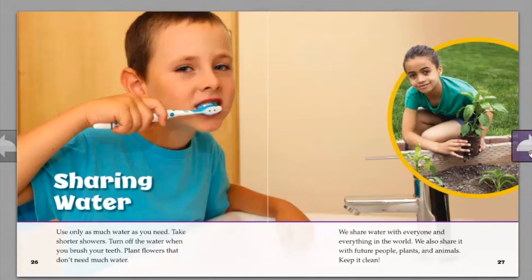Because remember how we talked about the water cycle, how the water goes up when it evaporates and then it comes back down as precipitation? If we dirty the water here, it can go up in the clouds and rain the dirty water down somewhere else. We don't want that.